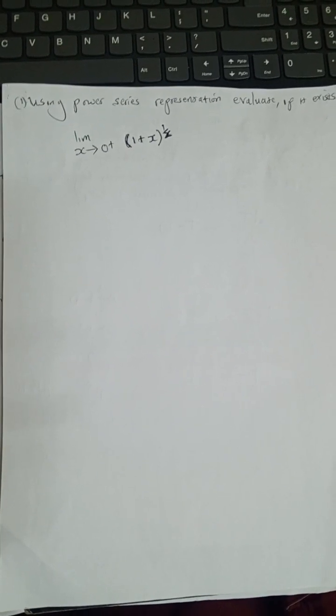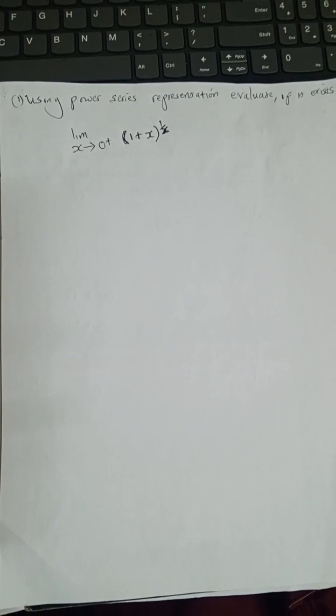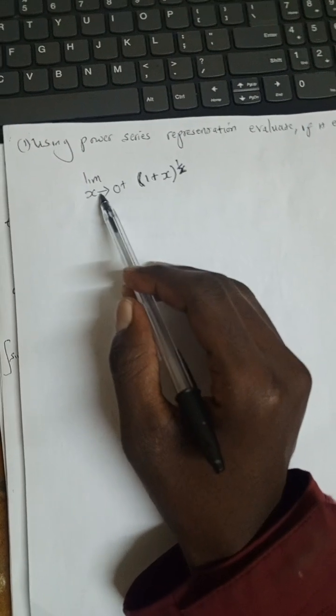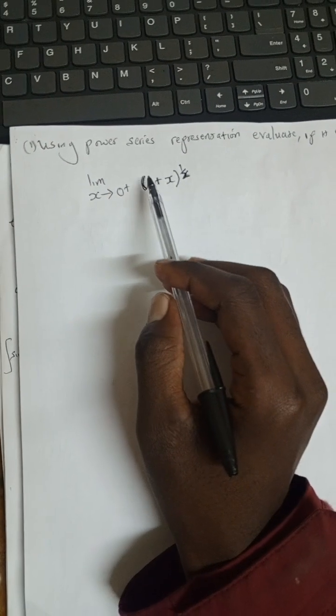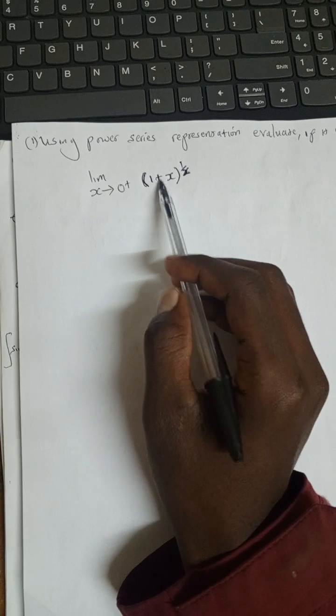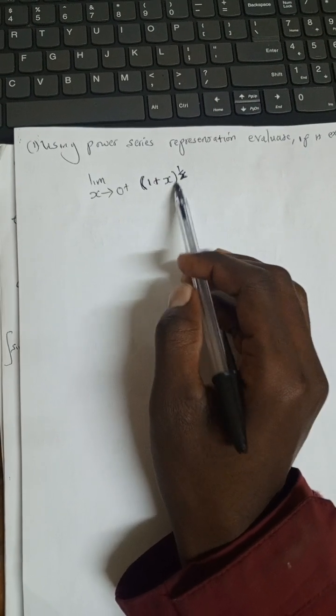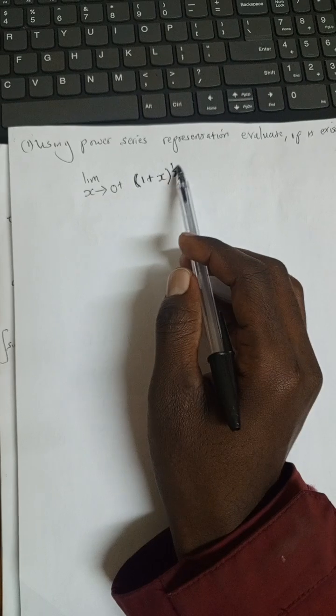Welcome to today's lesson, in which we are going to use the power series representation to evaluate if this limit exists. Let's dive in. First things first, we have to see what our limit is: 1 plus x, open bracket, then we close, to the power 1 over x.